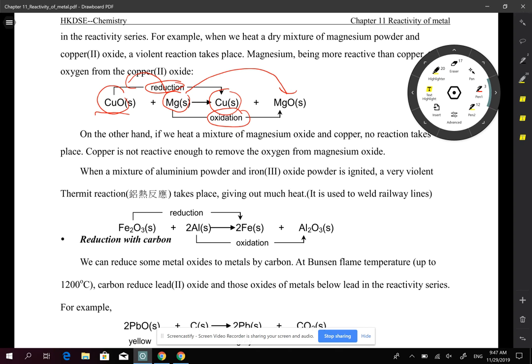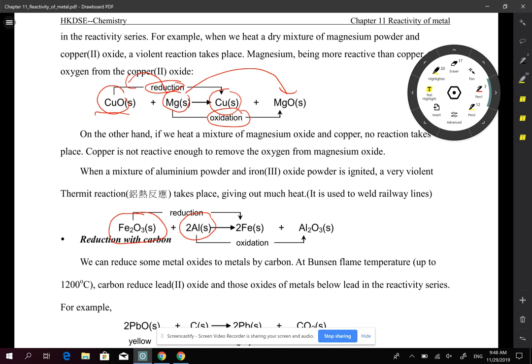Similarly, the following reaction is also a very common oxidation and reduction, and it has its unique usage. The reaction is: if you have iron(III) oxide, you can put some aluminum powder into it, then heat it. It will have a very rigorous reaction.